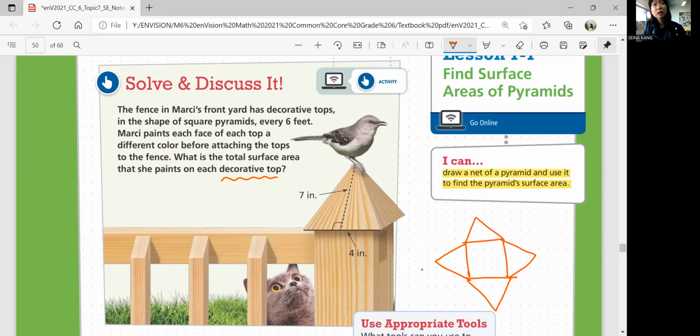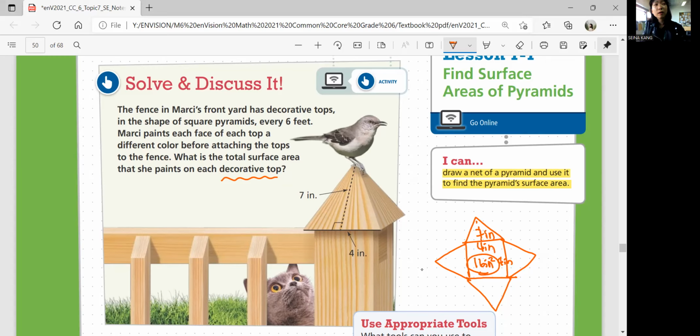We're going to cut the edges over here and lay it flat on the ground. That means where's 4 inches? On the squares, right? 4 inches, 4 inches. And then the height is going to be 7 inches. So figure out the area of the base. 4 by 4 is 16 inches squared.